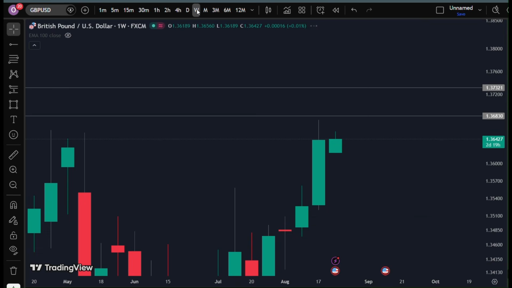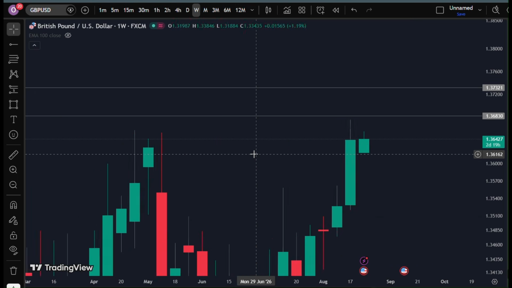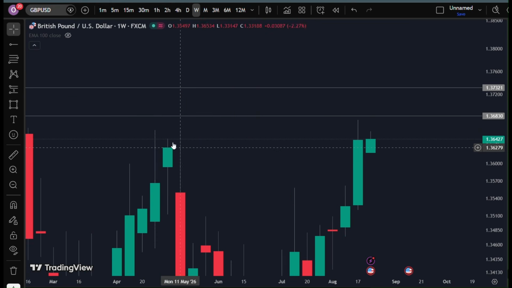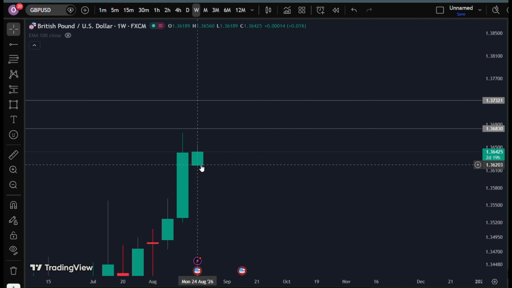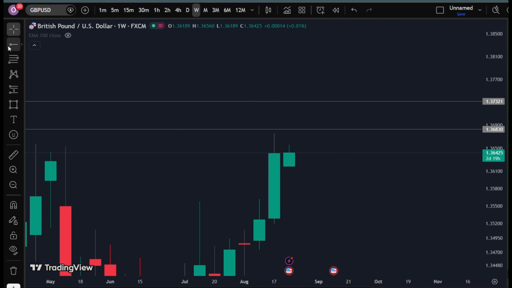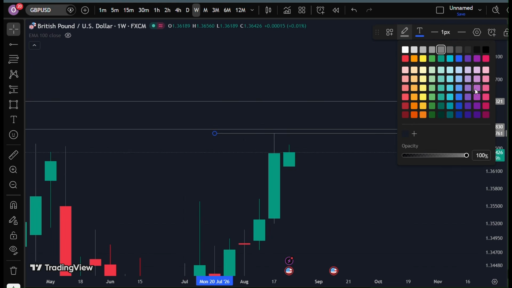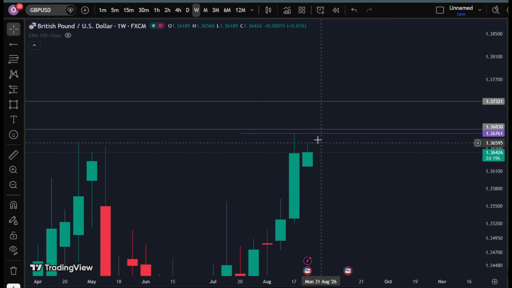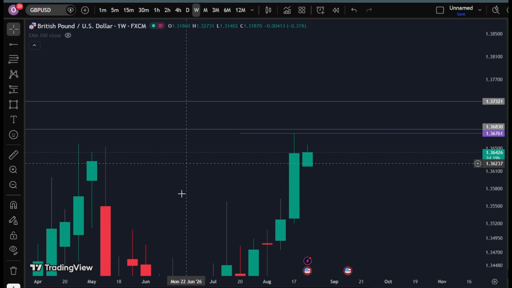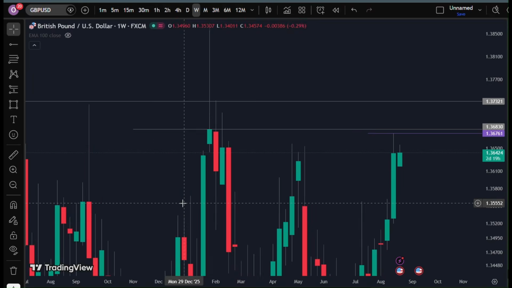So let's go to the weekly and see what's going on there. All these levels, we've marked them on the monthly. So the next level we have on the weekly is this level. This is the level we have, this weekly high. So this is the level they might want to take.